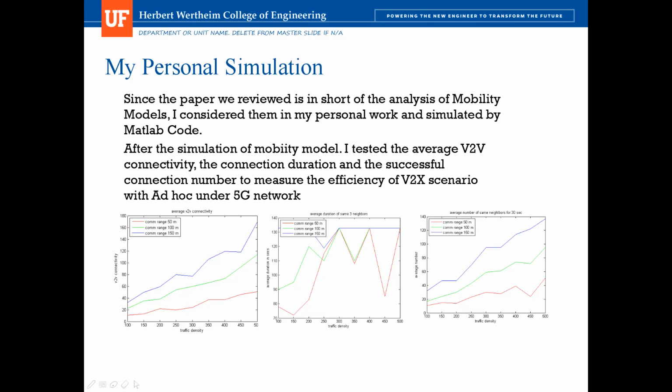And also for the average number of same neighbors for 30 seconds, we can know it's linear to the traffic density. When we got the higher density, the average number of the neighbors could be higher. This is also as expected in practical situations. And also with the communication range higher, we could get higher average numbers. It means when the communication range is higher, the single input and multiple output model is going to be very obvious.